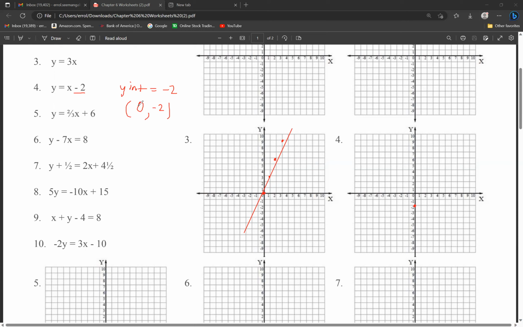Y-intercept just means the x is 0, right? This is your x and this is your y. So this right here, y-intercept of -2 just means 0, -2. All right, so we got 0, -2 on the graph. Number 4. Where's the next dot?